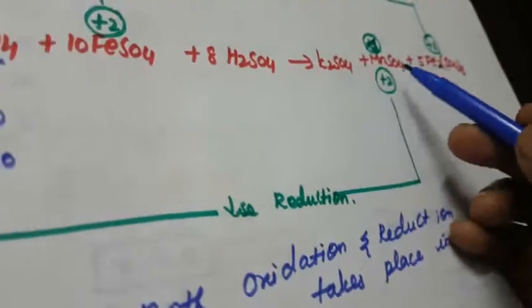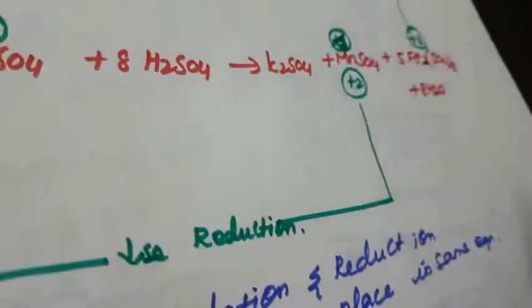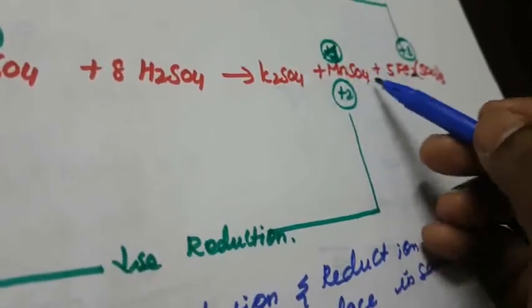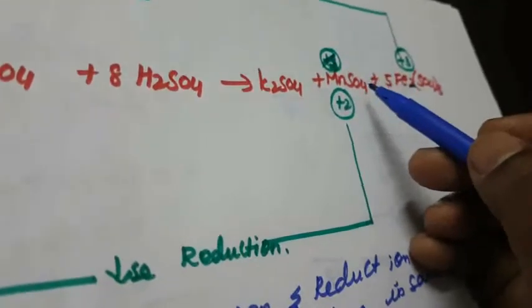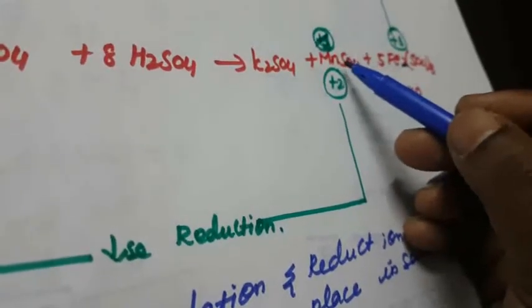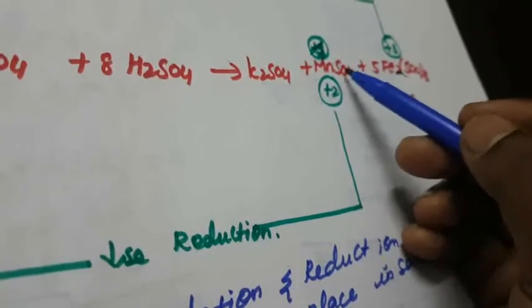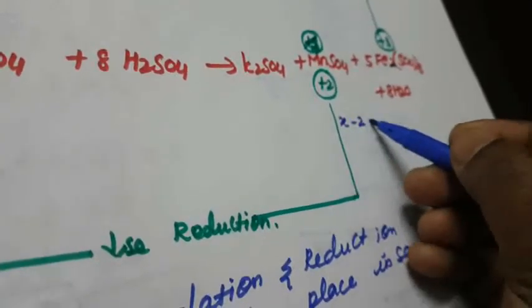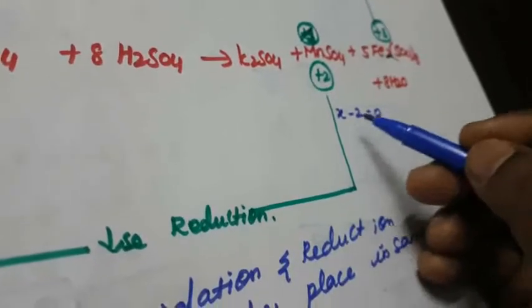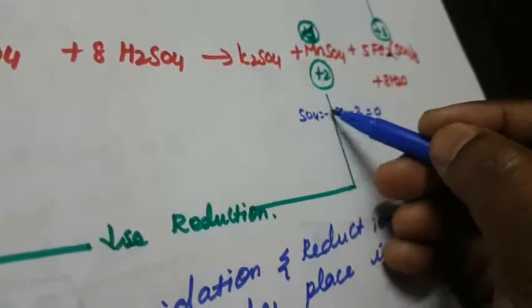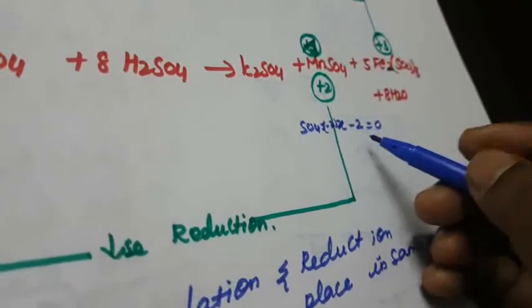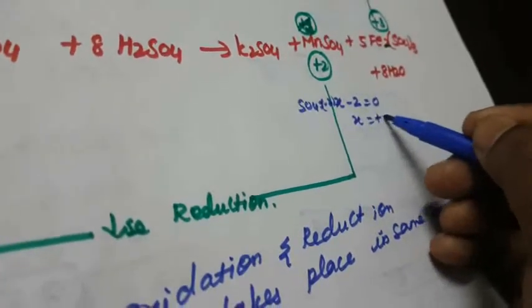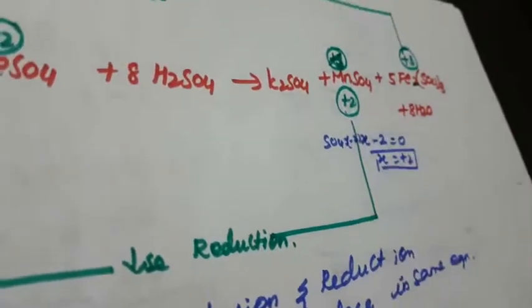Here it is the same for manganese sulfate. The sulfate is always -2. First understand that we do not look at the individual atoms, the sulfate is -2. So X - 2 equal to 0. SO4 equal to -2, right? X - 2 equal to 0, X is equal to +2. So I am writing here +2.